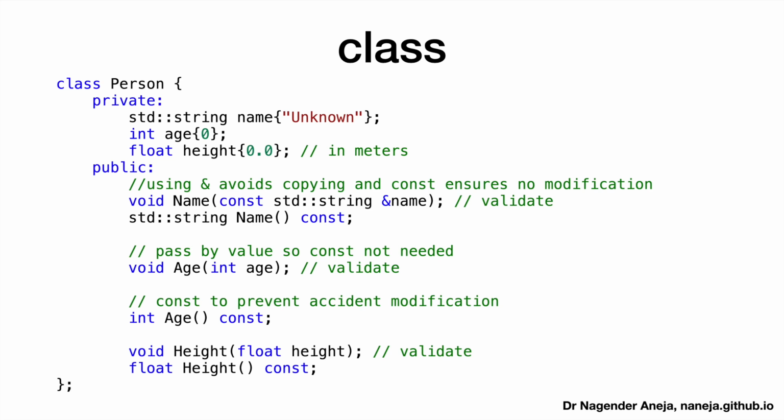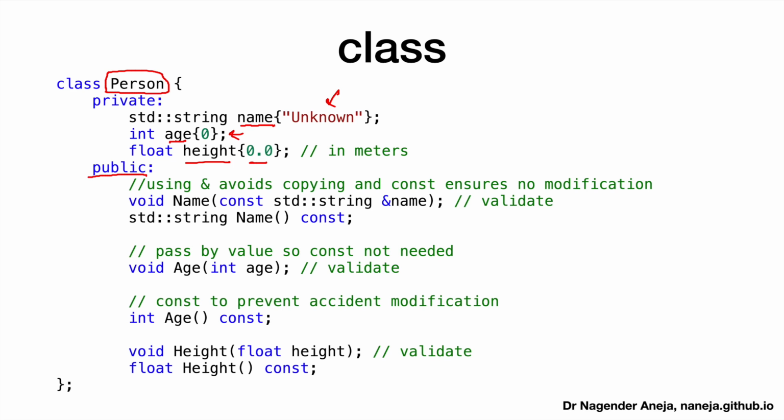Let's say that we create a class here, and this class is a person. All persons have a name, age, and height. The default values that we have initialized are: name is unknown, age is 0, not born maybe, and height is also 0 in meters.